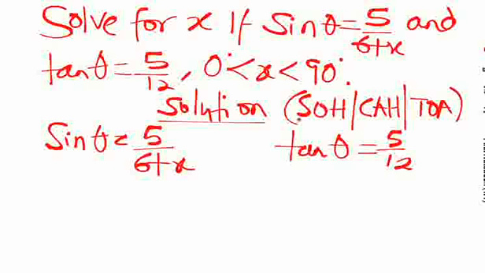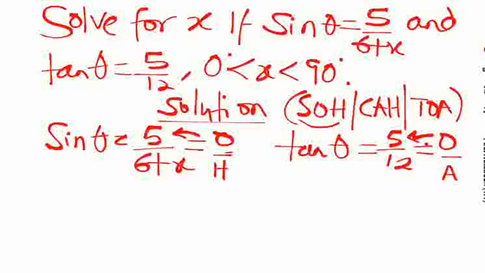So if we are given that sine theta equals opposite over hypotenuse, it follows that the opposite is 5 and the hypotenuse is 6 plus x. If we are given that tan theta is 5 over 12, that means that the opposite is equal to 5 and the adjacent is equal to 12. So now let's draw a right angle triangle and slot in these values.